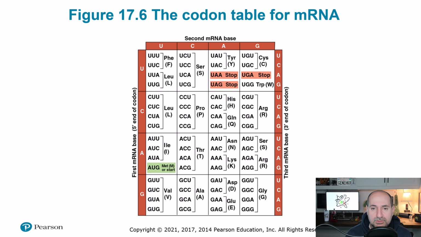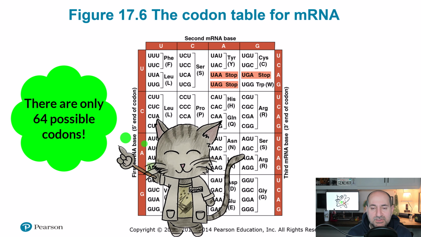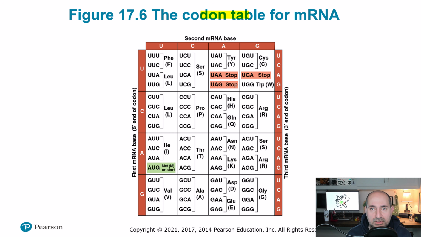This is the key to all life, all the different organisms, no matter how simple, no matter how complex. They are coded for by this series of 64 codons. Yes, there are 64 possible codons, and they are listed on this table. This is known as the Codon Table. This Codon Table is actually an mRNA codon table, so instead of T's, you see U's.